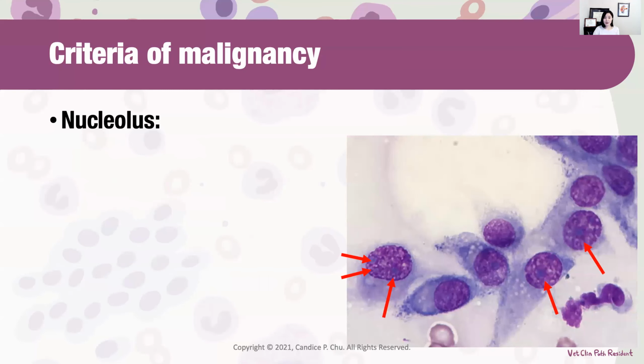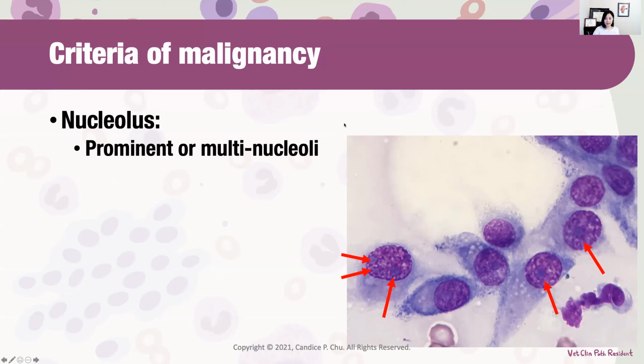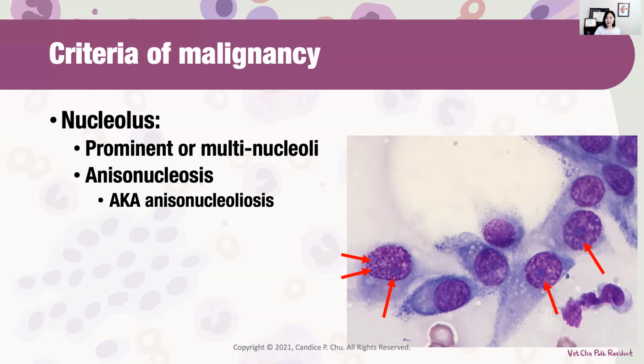And also we focus on the nucleolus. A lot of times you're not supposed to see the nucleolus. So when you see prominent or multiple nucleoli, as pointed out here by the arrow, you can see those basophilic round small nucleoli inside the nucleus that indicate malignancy as well. And those nucleoli can be of different sizes. We call that anisonucleosis or anisonucleoliosis. Those 2 terms mean the same thing, but they're very long and complicated. I rarely use them in my reports.